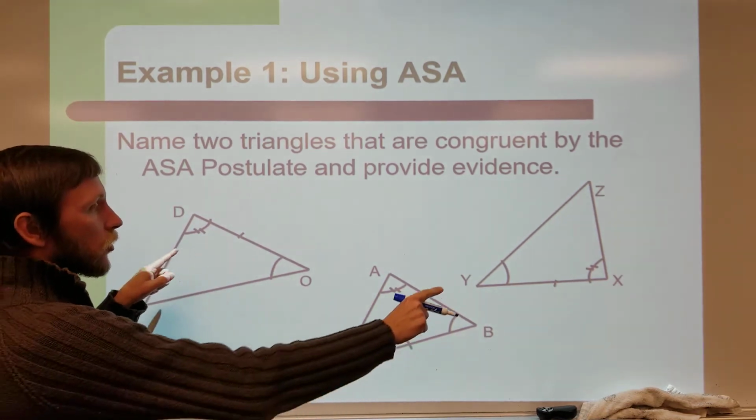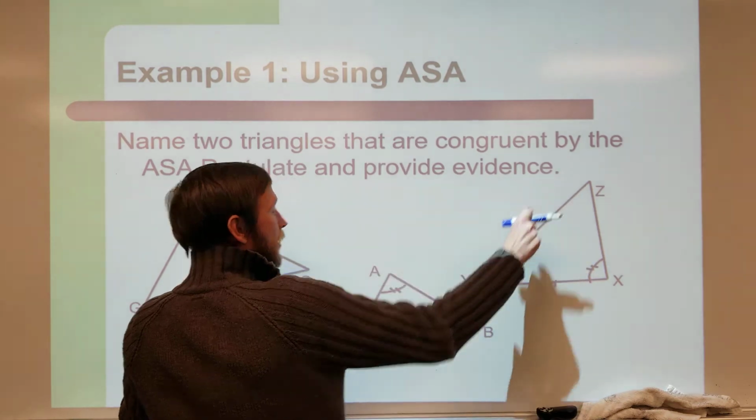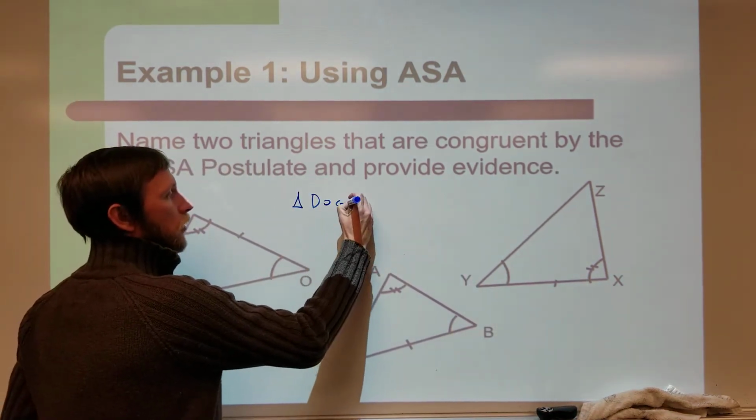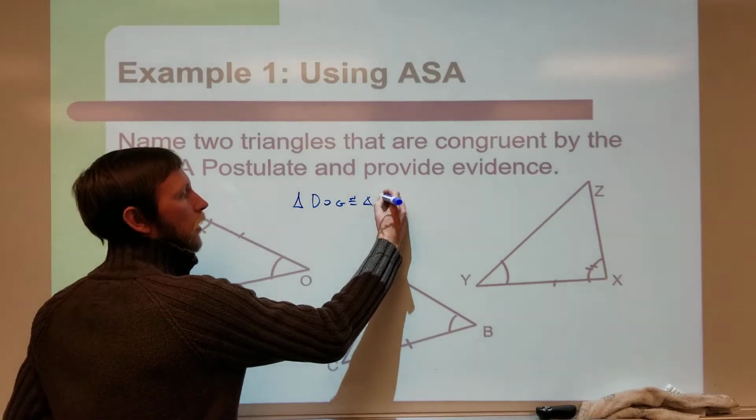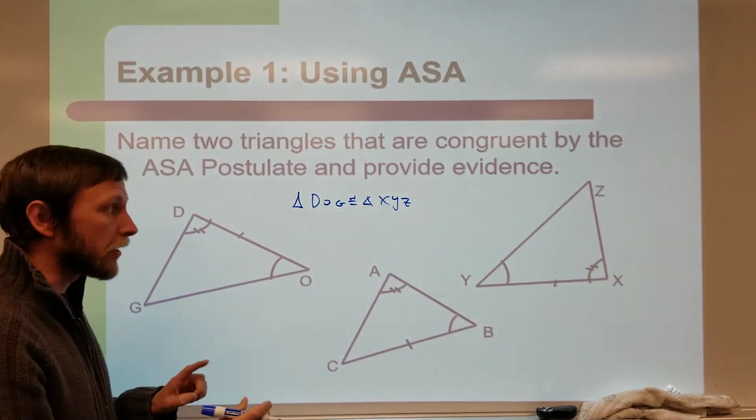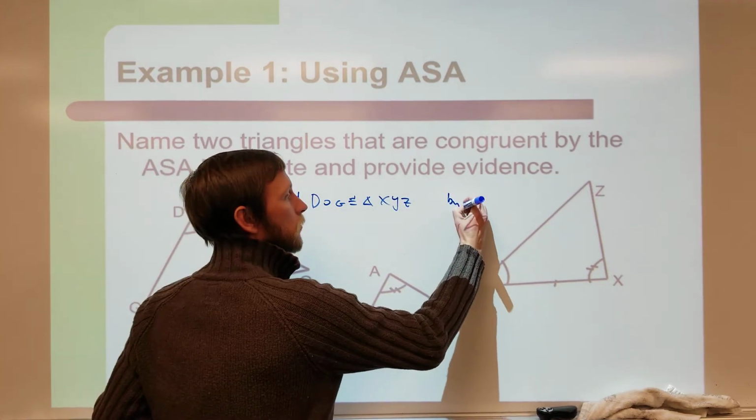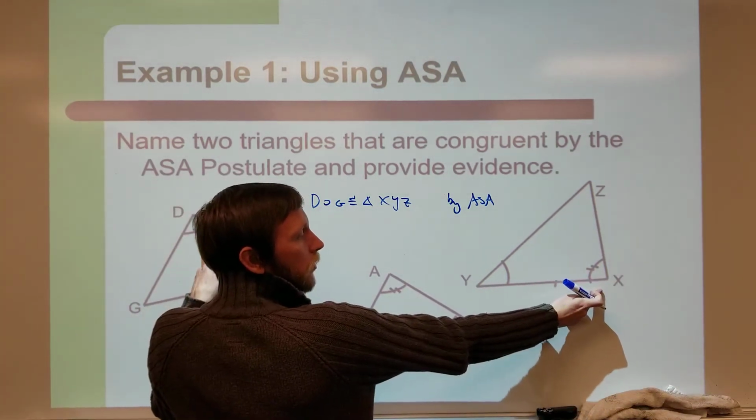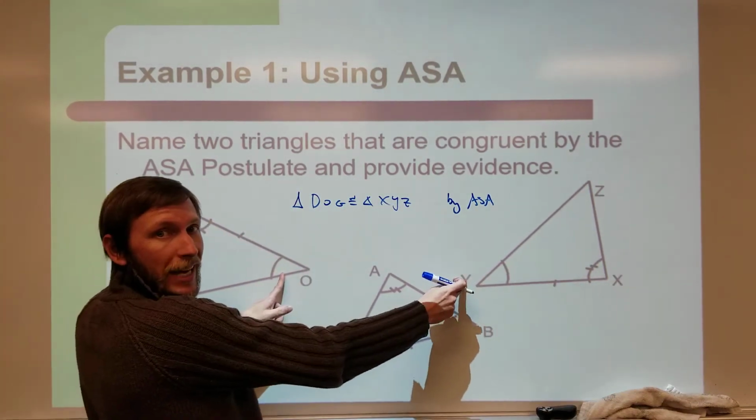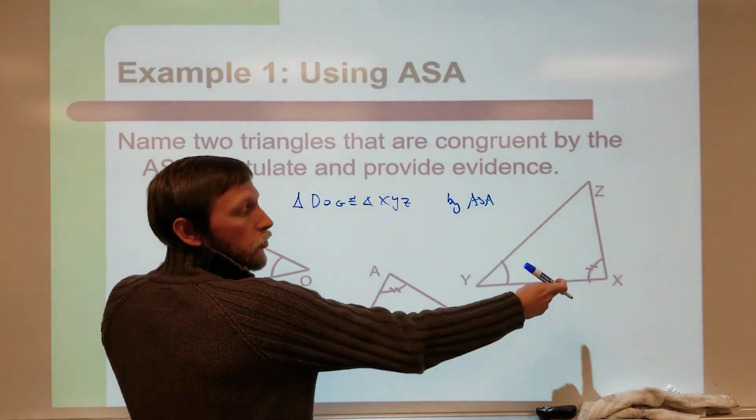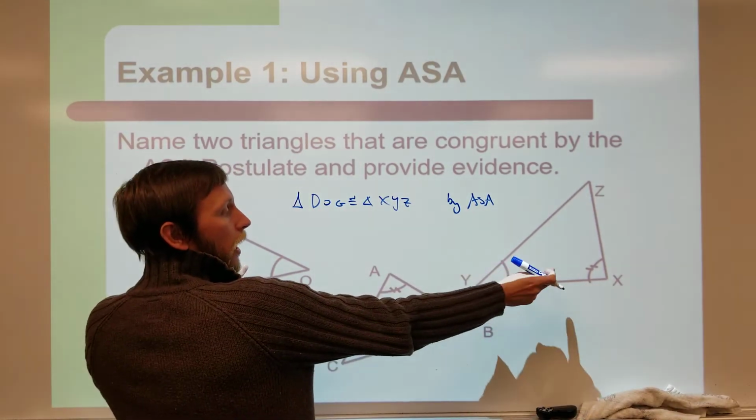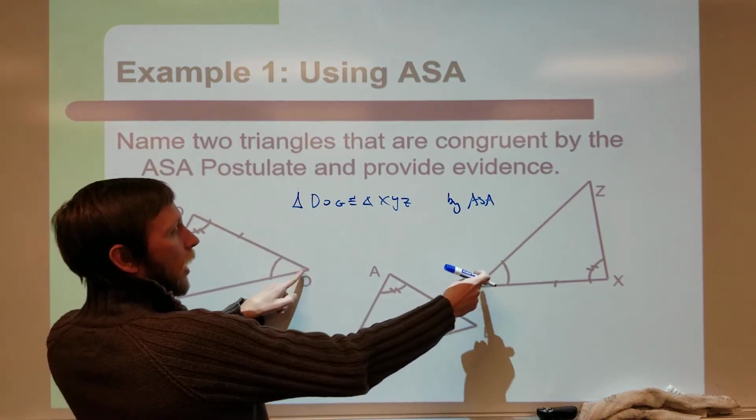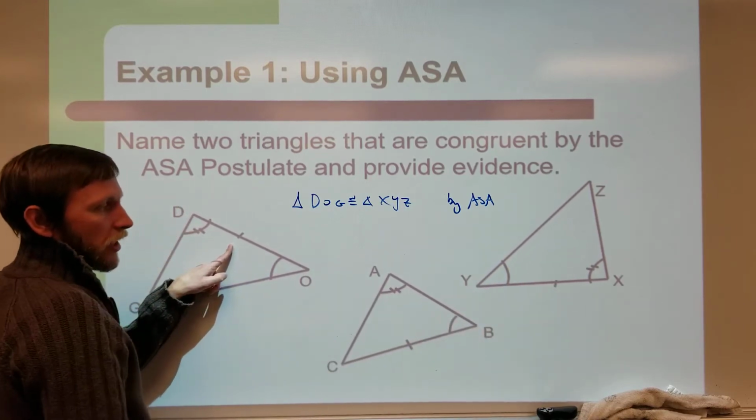Rather, what I should note is that triangle XYZ is congruent to triangle DOG. I'm going to write that out. Triangle DOG is congruent to triangle XYZ. And the reason is angle-side-angle, because we have a pair of angles congruent, another pair of angles congruent, and then the side that is in between those two pairs of angles are congruent. So XY is congruent to DO. Angle X congruent to angle D, angle O congruent to angle Y, segment DO congruent to segment XY.